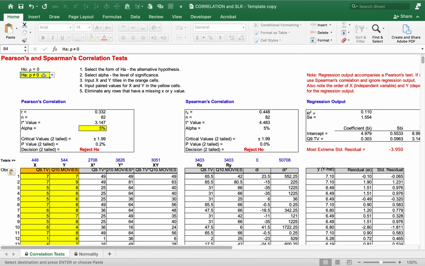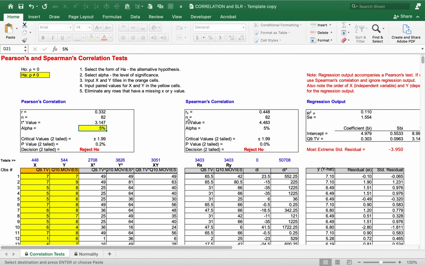If I have hypothesized that somebody who rates their TV ratings high probably also rates their movie ratings high, then I would change this to a greater than as the HA here, that we are hypothesizing that there's a positive relationship. The default is always that there's either a relationship or there's not a relationship. So the null is that rho is equal to 0. We can also change our alpha here.